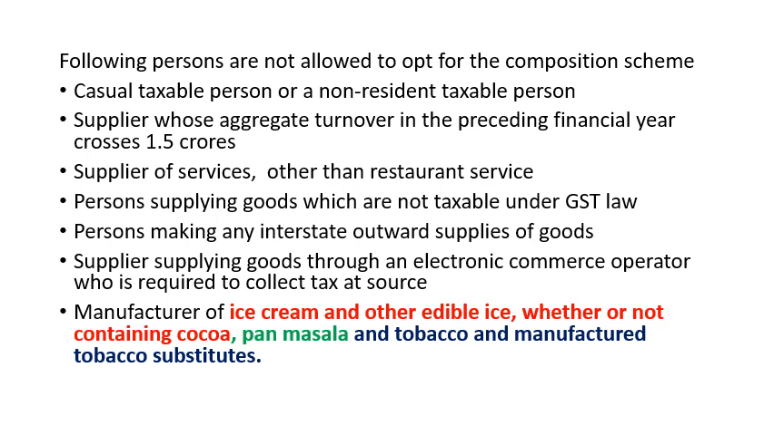So these are the persons liable to register under the regular scheme, not under the composition scheme. So they cannot get the benefit of the composition scheme.